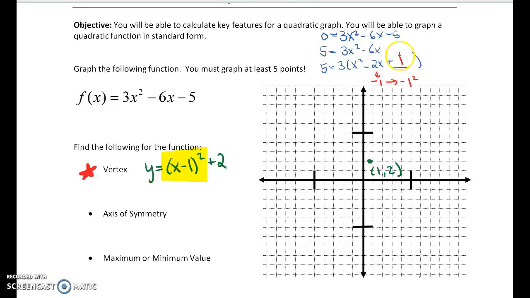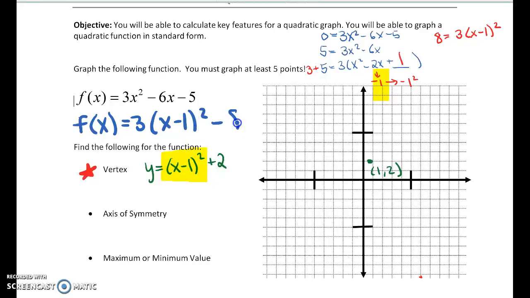And whatever you do to one side, you have to do the exact same thing to the other. So this would mean 3 plus 5. Think about that. Okay, so what you would get is 8 equals 3 times, now factor this. It's got to be (x minus 1) times (x minus 1), which is (x minus 1) squared. You can get that hint from this number here. And you can now put this in vertex form by moving the 8 over. So my function would be f of x equals 3 times (x minus 1) squared minus 8.